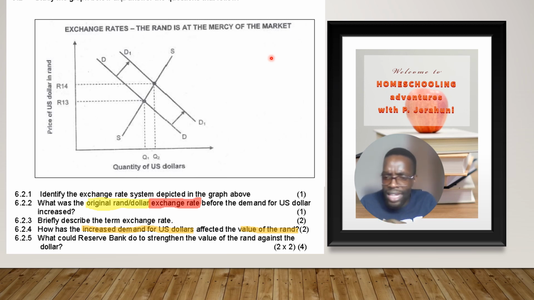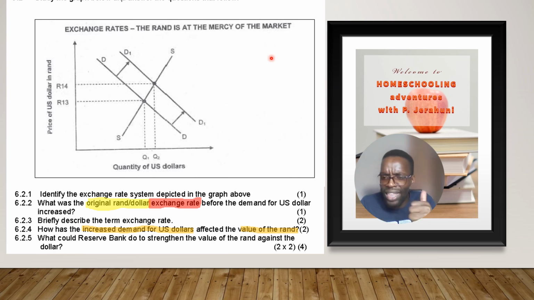The other thing that they can do is sell the US dollar reserves. Remember, as a country, we also maintain US dollars as our foreign reserves. So we can sell those foreign currency reserves on the foreign exchange market to try and increase the value of our currency, to try and strengthen the value of our currency. So those are some of the things that they could have done.